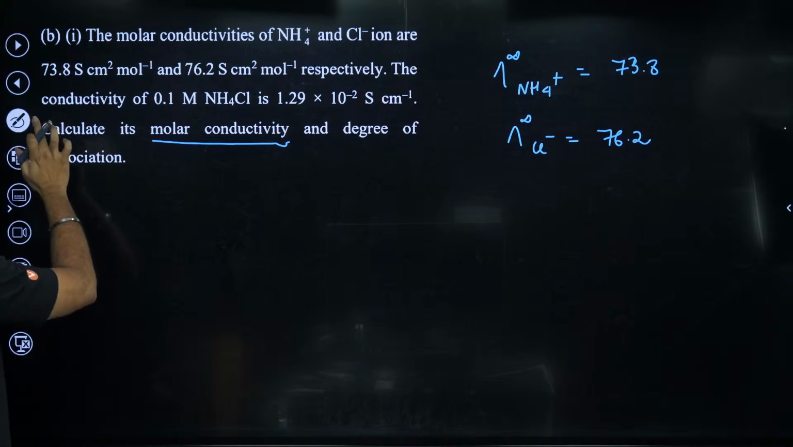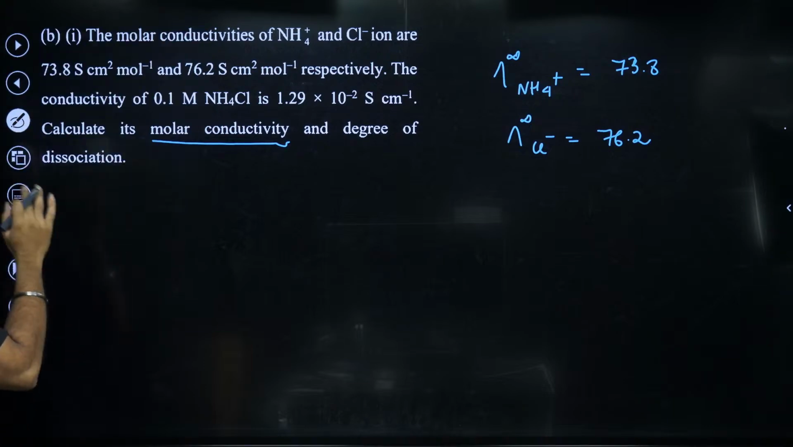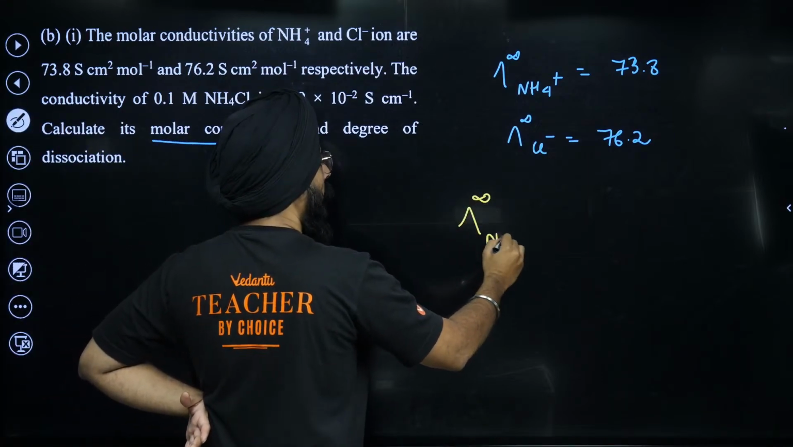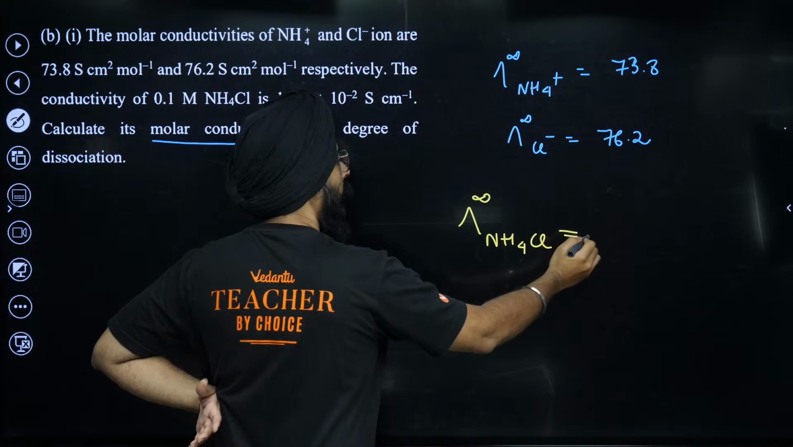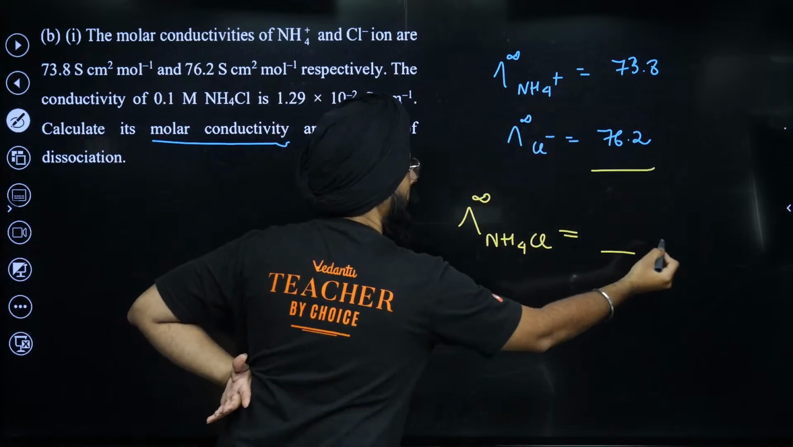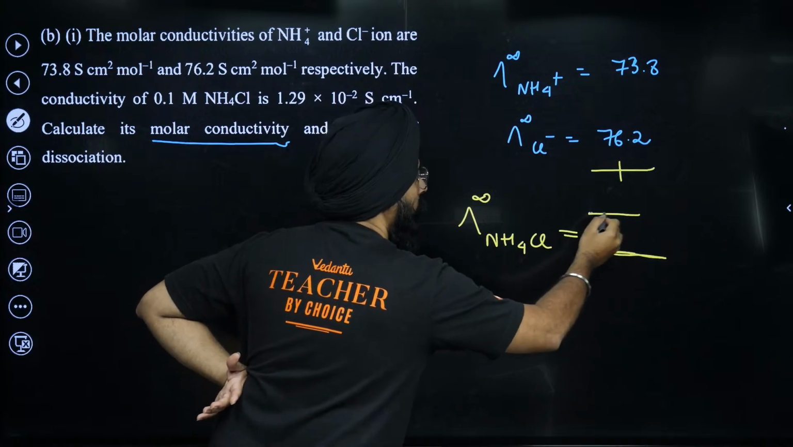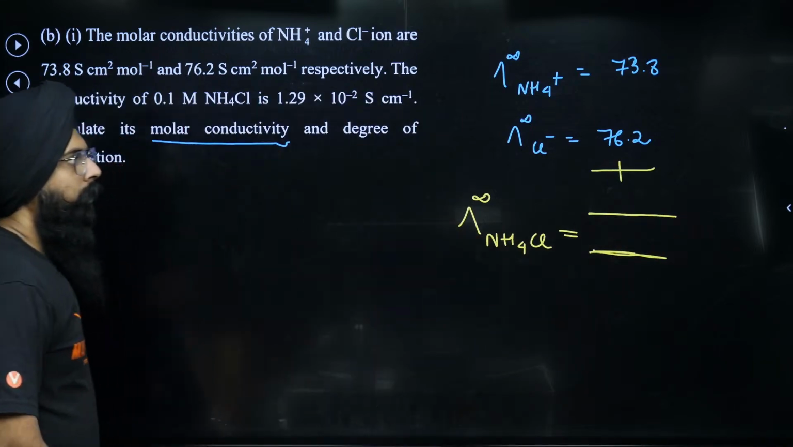Okay, chalo. So people, first of all, what is going to be the lambda infinity for NH4Cl? It will be the addition of these two numbers. Can you add these two numbers for me, please? First of all, give me the answer of this in the chat.